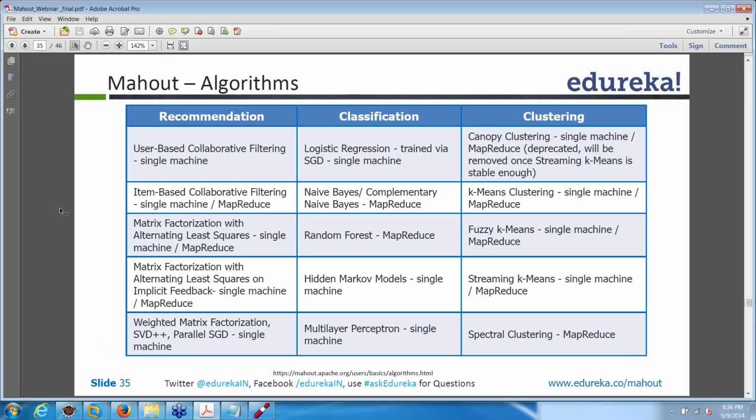And similarly for classification, we'll see logistic regression, Naive Bayes, random forest, and Markov model, and further multi-level classifications we'll see. In clustering, we'll be spending time on canopy clustering, k-means clustering, fuzzy clustering, streaming k-means, spectral clustering. All those things we'll be seeing in our class.